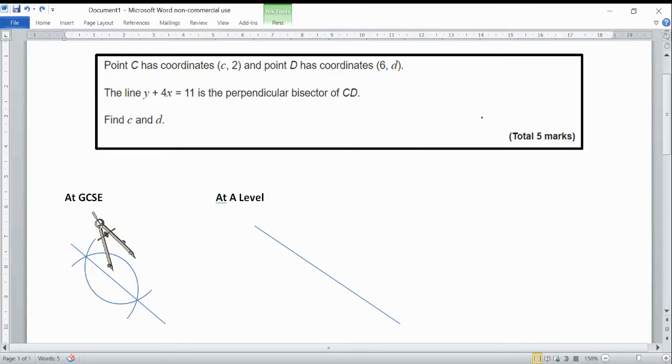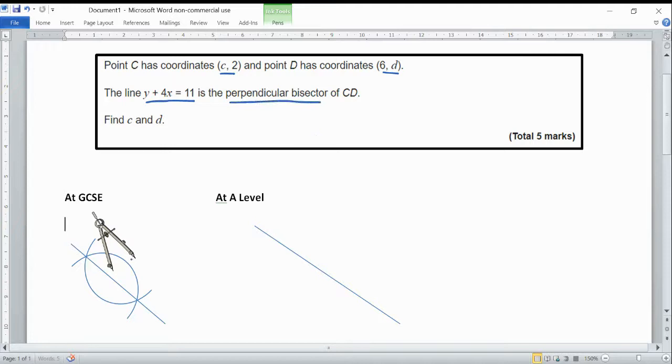In this question, we're going to solve an actual A-level maths exam question, and we're going to use it to see what the differences are between doing maths at A-level and doing maths at GCSE. So we've got 2 points, C, which has these coordinates, and D, which has these coordinates, and a line whose equation we're given, which we're told is the perpendicular bisector of those 2 points.